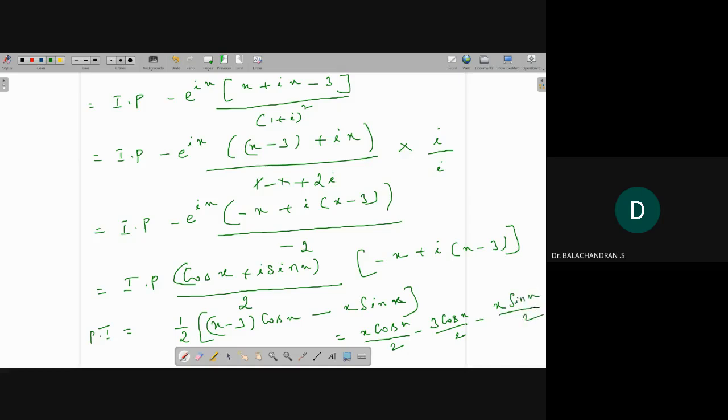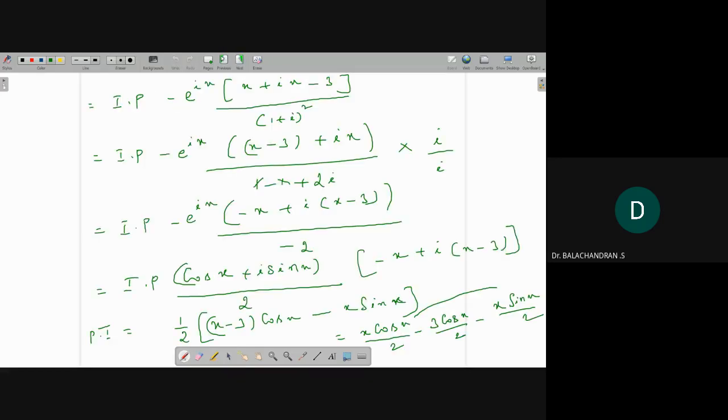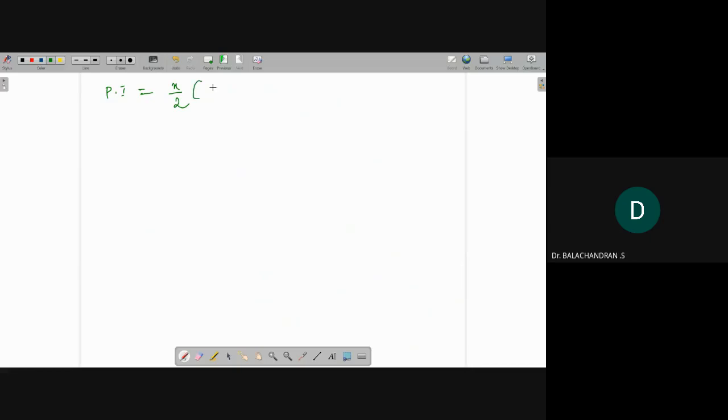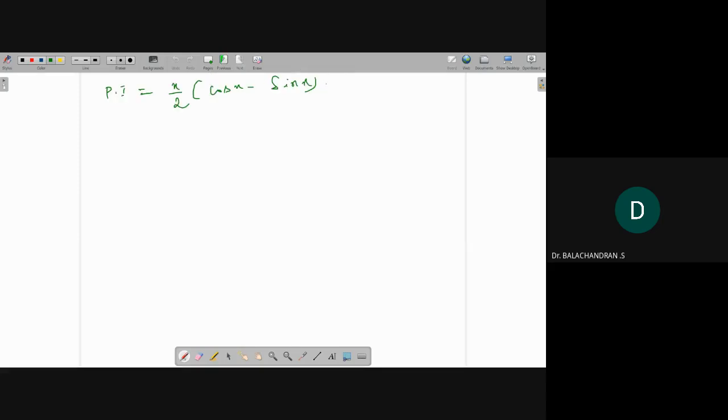by 2. Now if you group these two, x by 2 is common. So if you take x by 2 commonly, remaining you have cos x minus sin x, and minus 3 by 2 cos x. So this is enough. So y is equal to CF plus PI. Please write it again.